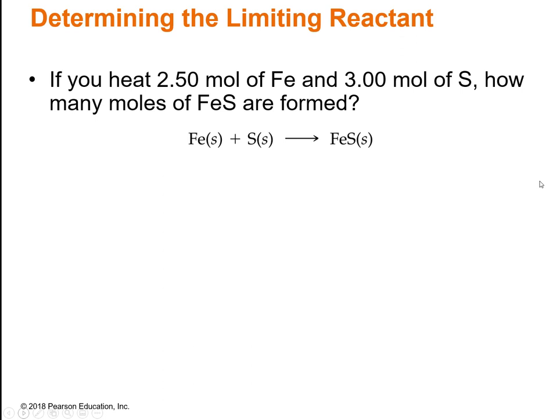So let's say that we heat up 2.50 moles of iron and 3 moles of sulfur. How many moles of iron sulfide, probably iron(II) sulfide, are formed? We now have two pieces of given information. We have information about the iron and about the sulfur. And what we want to know is how many moles of iron(II) sulfide we're going to make. We'll call the iron reactant 1, and we'll call the sulfur reactant 2.